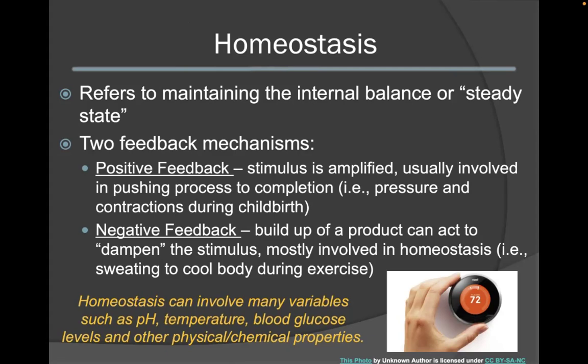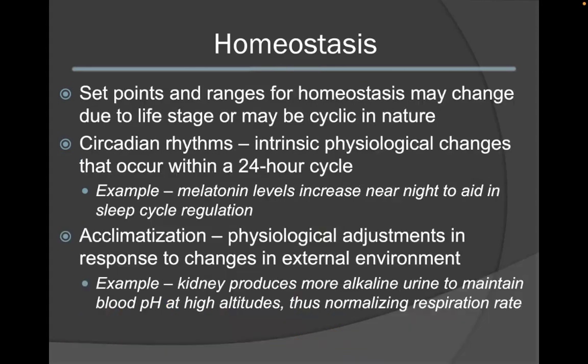Negative feedback, on the other hand, occurs when the buildup of a product can act to dampen or shut down the stimulus or pathways. Negative feedback is the most common mechanism involved in maintaining homeostasis. An example of this is the process of sweating in order to cool the body during periods of strenuous exercise. Homeostasis can involve many different variables, such as body pH, temperature, glucose levels, as well as other physical and chemical properties.